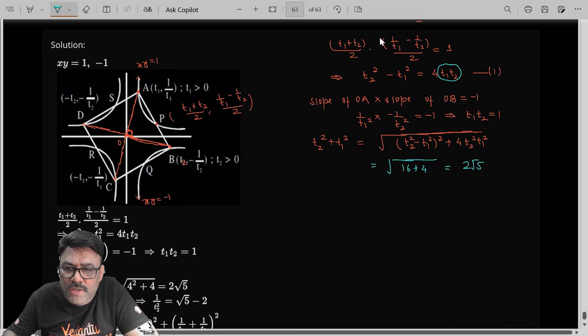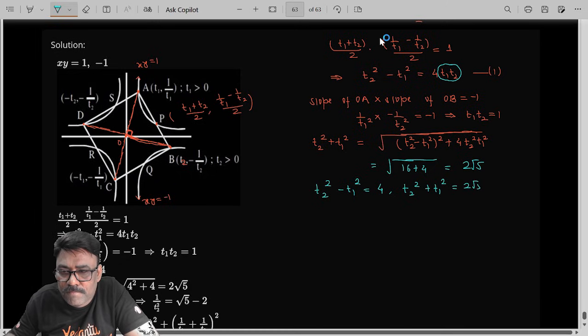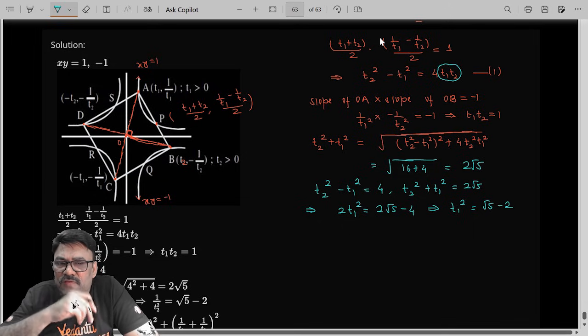So now I got T2 square minus T1 square is equal to 4, and T2 square plus T1 square is equal to 2 root 5. I got these two equations. By solving these two, I can get T1 square and T2 square. Just subtract the first equation from the second equation. So you will get 2 T1 square equal to 2 root 5 minus 4. So T1 square is root 5 minus 2.